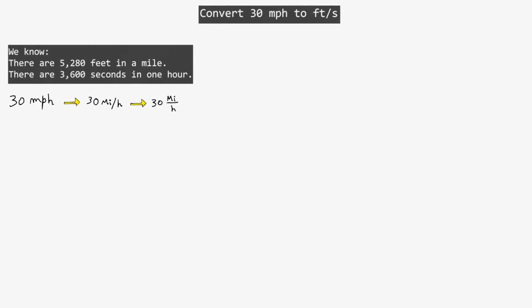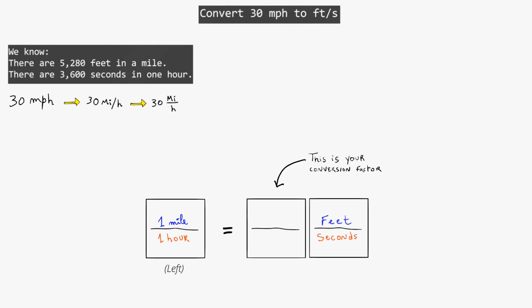To create a conversion factor, you need to know the relationship between the two units, both in the numerator and the denominator, and then express that relationship as a fraction. In our case, we know that 1 mile is equal to 5,280 feet, and 1 hour is equal to 3,600 seconds. Here's my advice. Start with the unit you have on the left and the unit you want to convert to on the right, then place a blank fraction in the middle. This will serve as your conversion factor. Now, all we have to do is multiply our value by the conversion factor, and that's it.